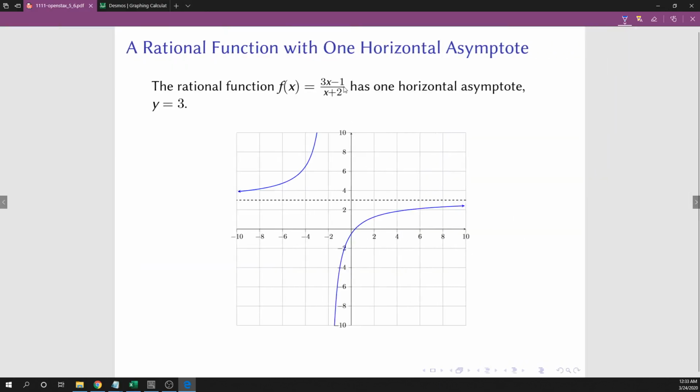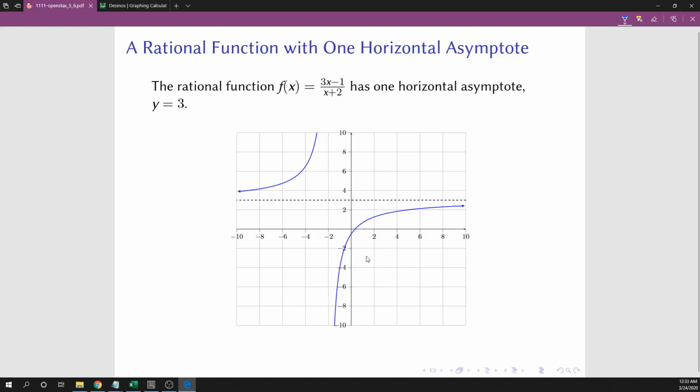All right, this function, 3x minus 1 over x plus 2, has one horizontal asymptote, y equals 3. You can see I drew it in here with the dotted line. The dotted line indicates it's not really part of the graph, but just illustrates that there's an asymptote there. It's just a lot easier to see if I put that dashed line in there.